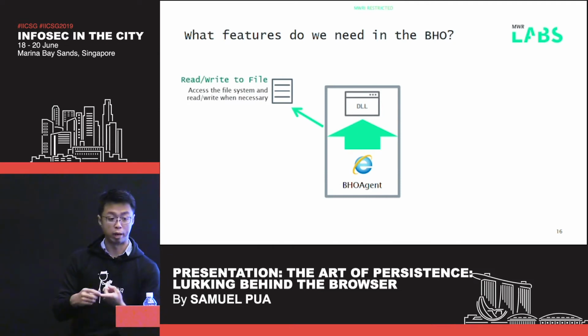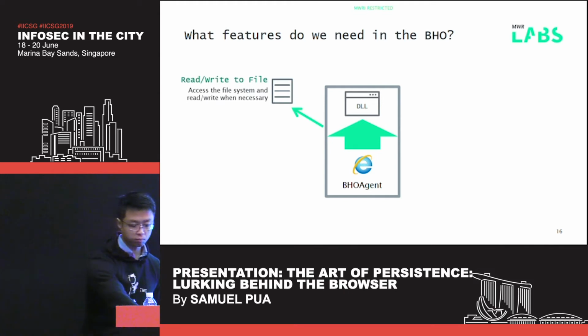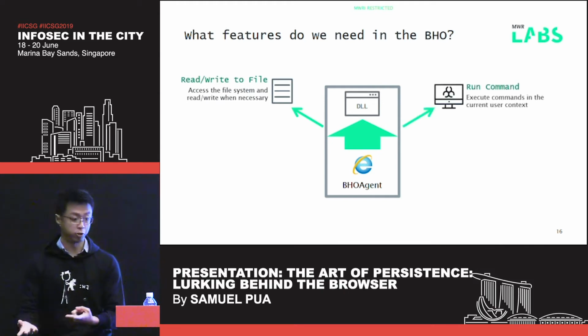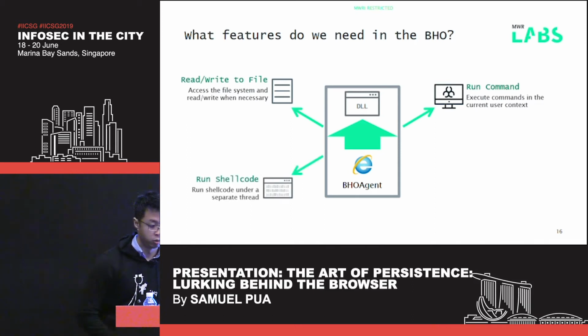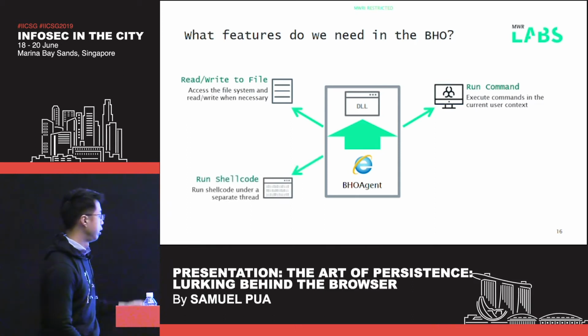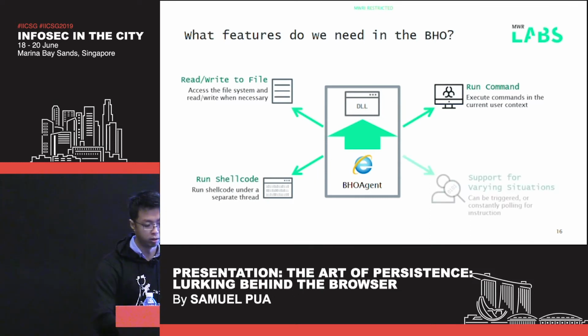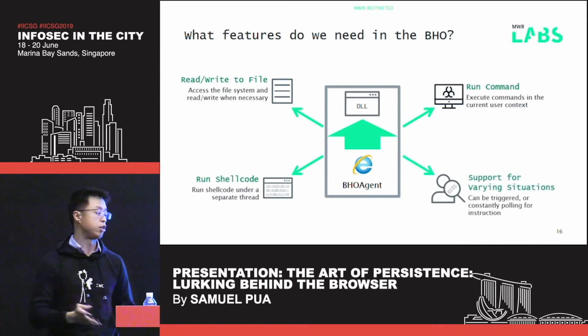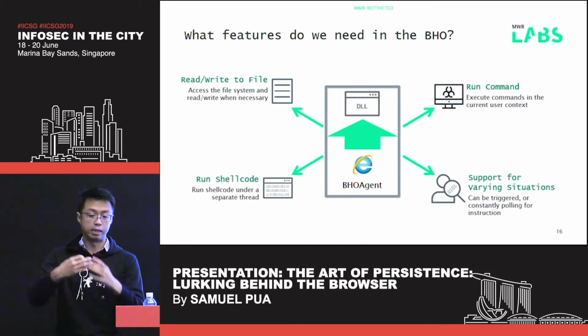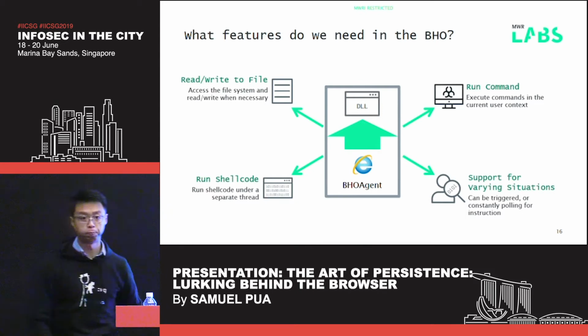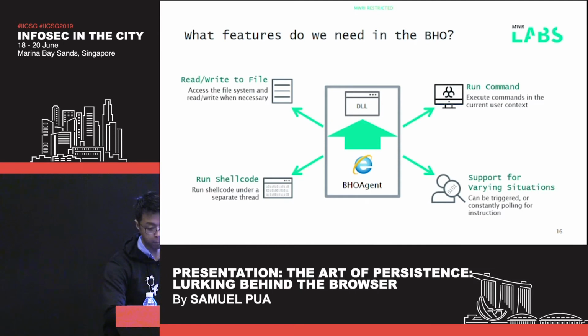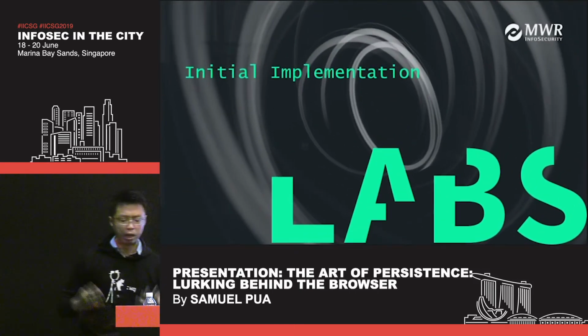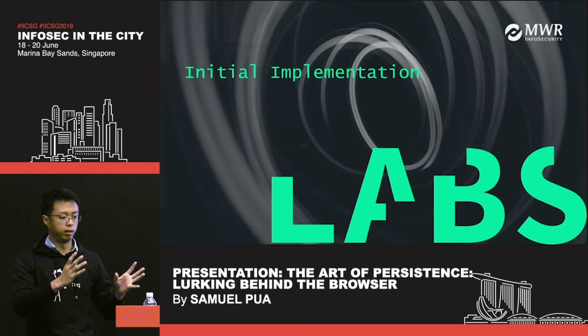We could also use it to exfiltrate data as well. We need to run command for obvious reasons. We need to run shellcode. If our extended payload is a shellcode, then we can load it as a shellcode as well. And importantly, you need to support different situations, because the intention for this again is to use it as a stager to load something else.